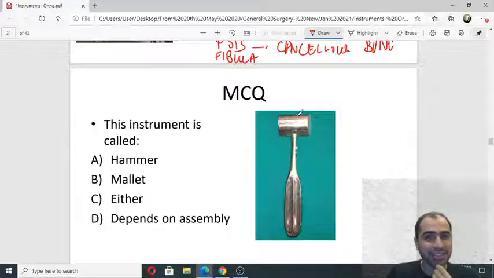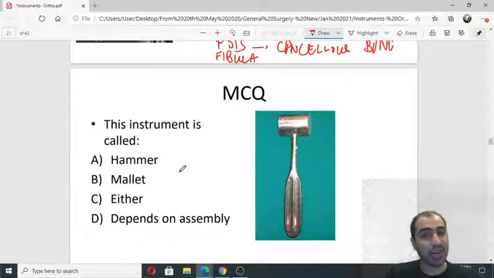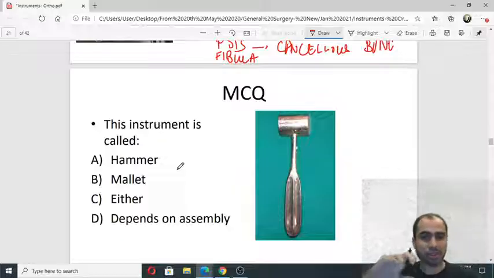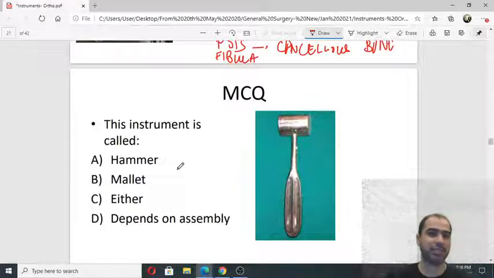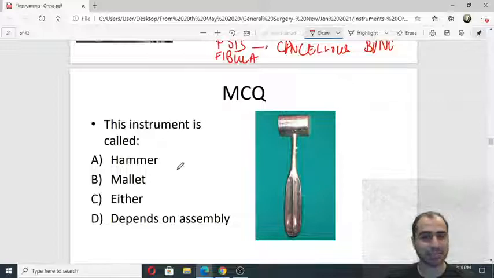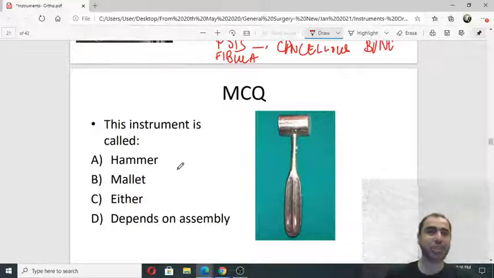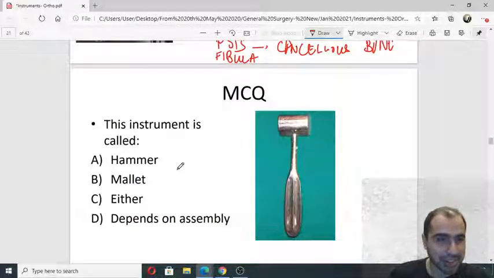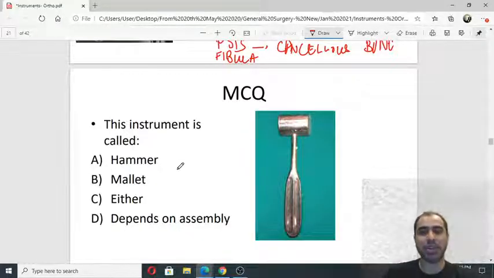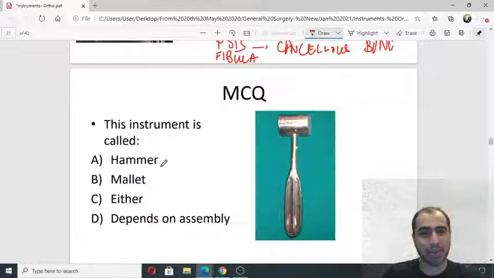What is this? Is it a hammer? Is it a mallet? Can you call it either interchangeably, or you disassemble it, break it down, see the parts, then decide what it is? Yeah, interesting. Then someone who messaged at the top, glorified carpenters. This is the clincher. I want to hear from that person. Yeah, NEET PG 2021. What is your answer on this? Hammer, mallet, either, depends on assembly.